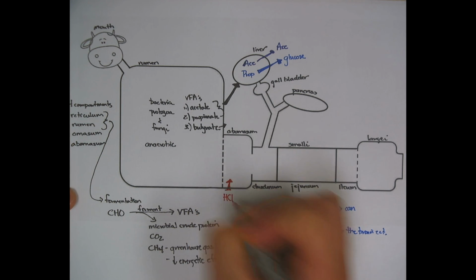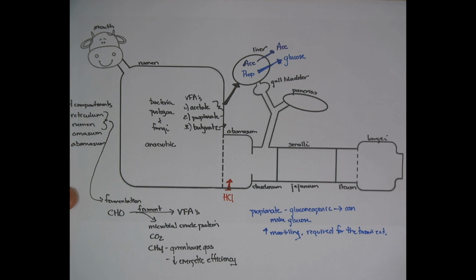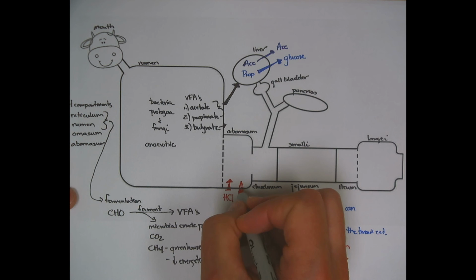So HCl is released into the stomach, and the abomasum functions essentially like your stomach. So abomasum equals human stomach, and we have the production of acid and enzymes. Okay, and the enzyme that we talk the most about is pepsin.